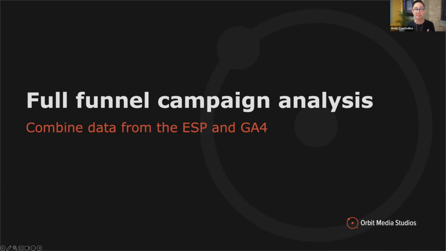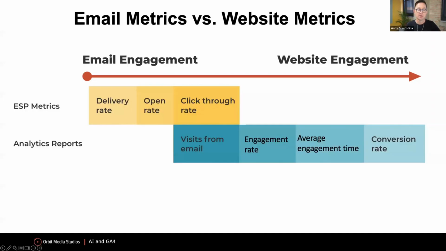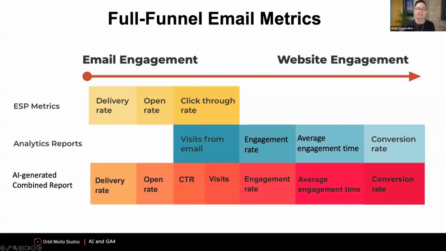Full funnel campaign analysis. This is not possible in any of your tools unless you've built a fancy Looker Studio report. So I'm going to combine data from my email service provider, we use ActiveCampaign, and Google Analytics 4. We've taught this many times. If you use UTM tracking codes, you can link these and connect the email campaigns to the website traffic. But the data is still in two different places. What I'm going to do in AI is combine that data into one report.